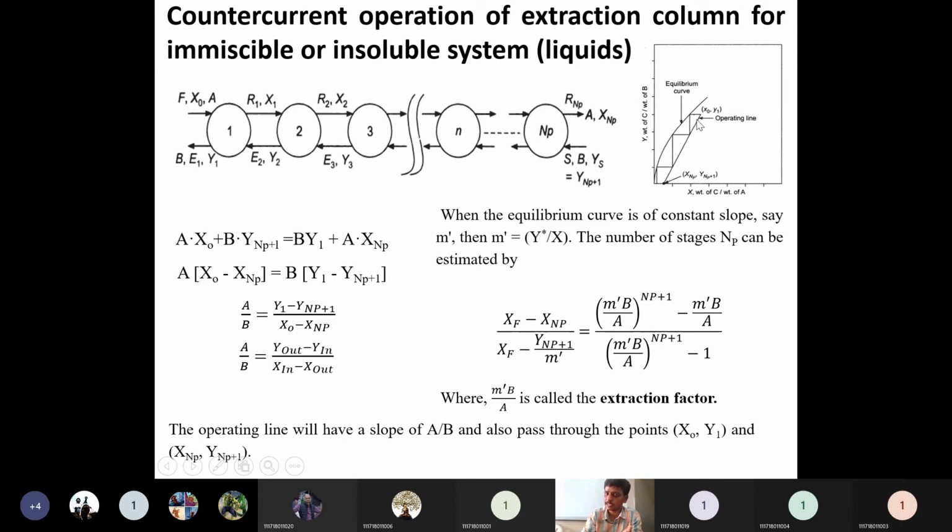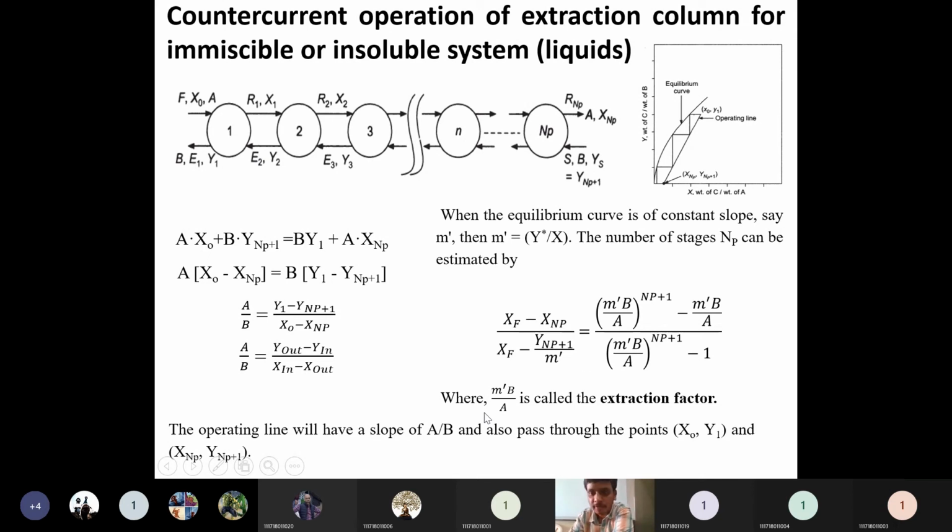When you locate these two points on your equilibrium graph, you can connect them with a straight line. After connecting them with a straight line, that is called an operating line. The slope of this operating line is nothing but A by B. So that's the slope here.